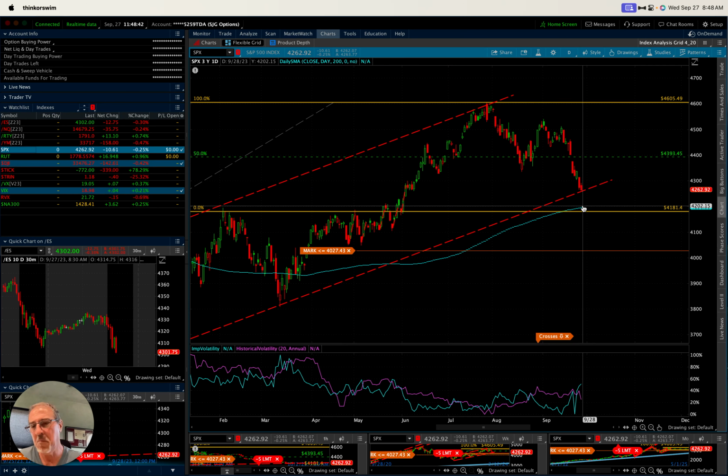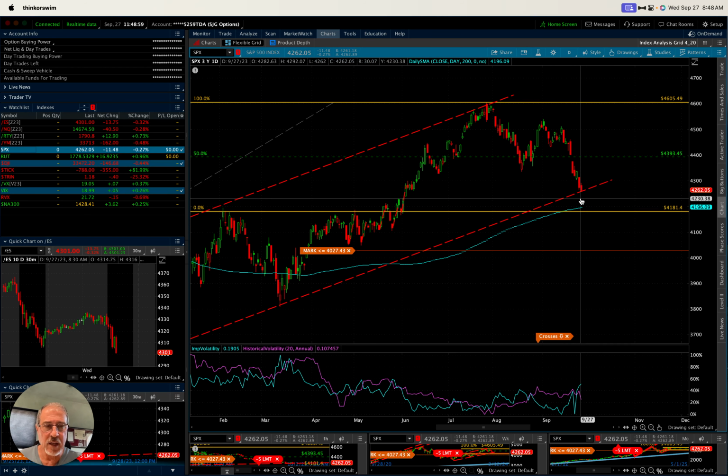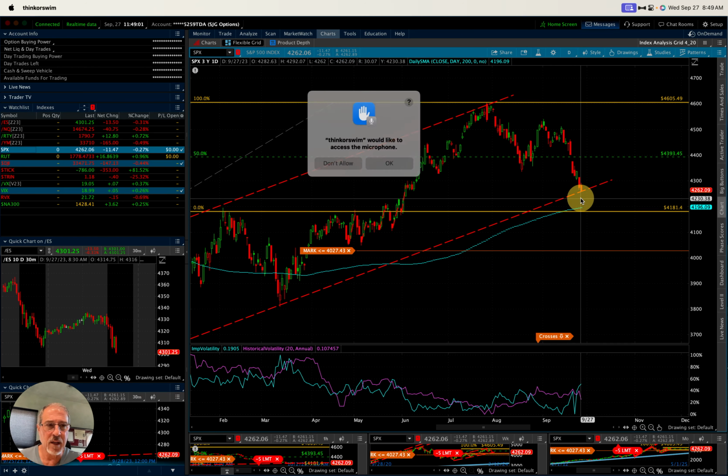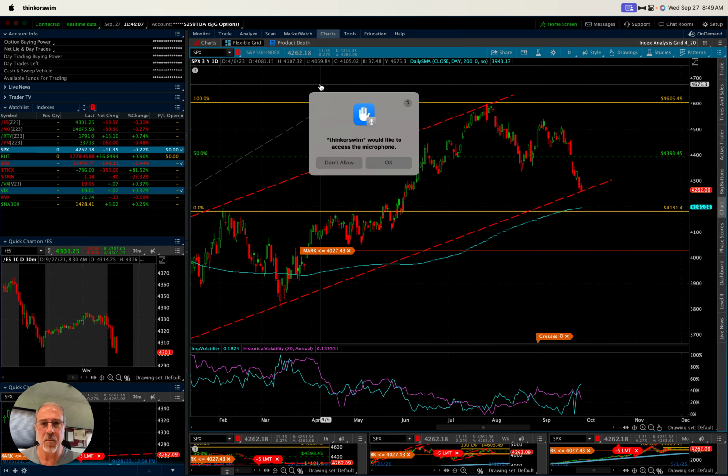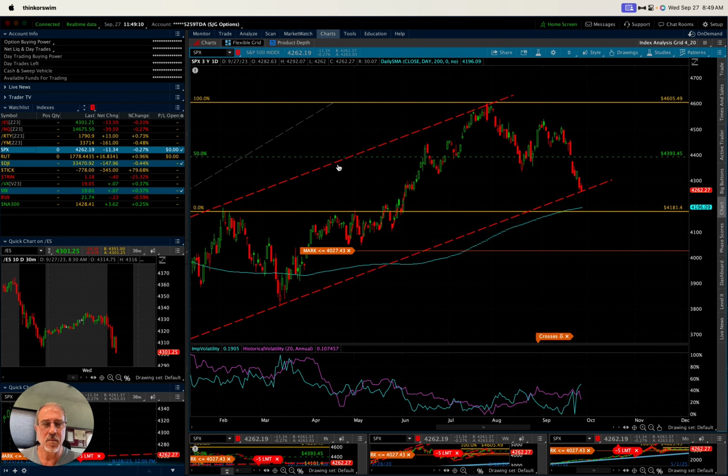Are you picking a bottom here? Probably not picking a bottom, but at the same time it is a point at which investors could define easily and say, you know what, when it gets back to here, I need to start looking at buying some more assets. So all of these things kind of congregate right in this 4150. Thinkorswim wants to access my microphone. Don't know why that would be. But all of those things start to congregate right in this general range. So that gives me a sense that we might start to slow down and or stabilize.